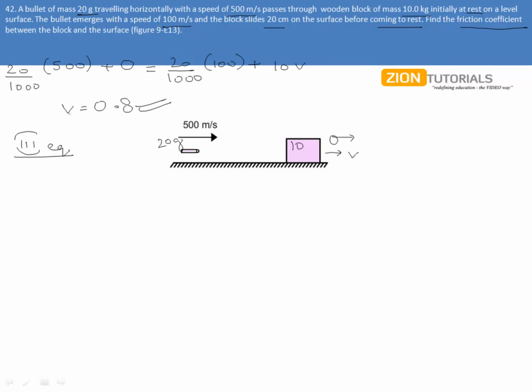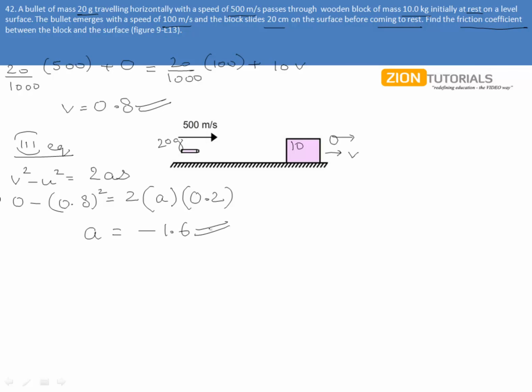So let us employ the third equation of motion over here, because we have the initial velocity being 0.8 and the final being 0 because it is coming to rest. So this is v squared minus u squared equals 2as, with v squared being 0 and u being 0.8, so 0 minus 0.8 squared equals 2 times a times the displacement of 0.2 meters, giving me an acceleration of minus 1.6. Now this means there is an acceleration of 1.6 meters per second squared in the opposite direction to motion.